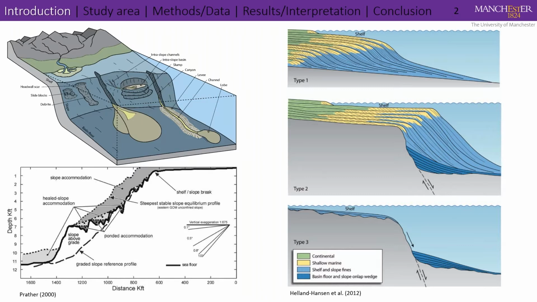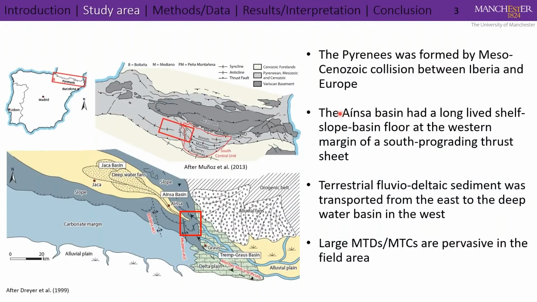So that leads me on to the study area. I work in the Spanish Pyrenees, more specifically in the Aínsa basin. The Pyrenees were formed as part of the Alpine orogeny, and in this location we had the collision between Iberia and Europe.